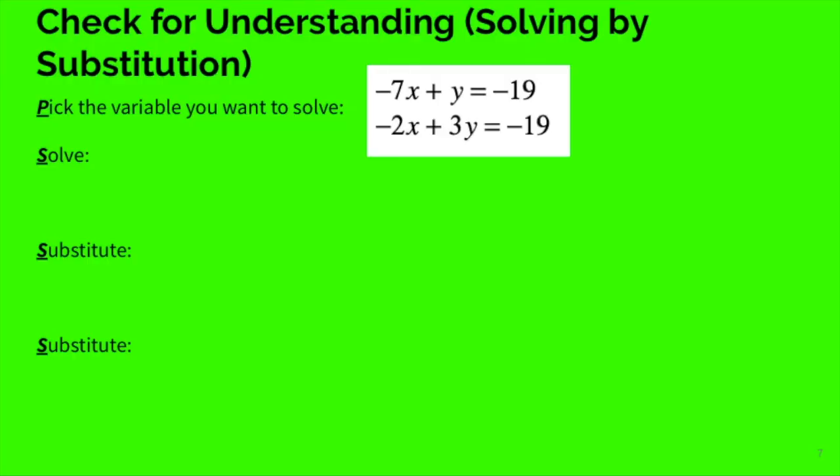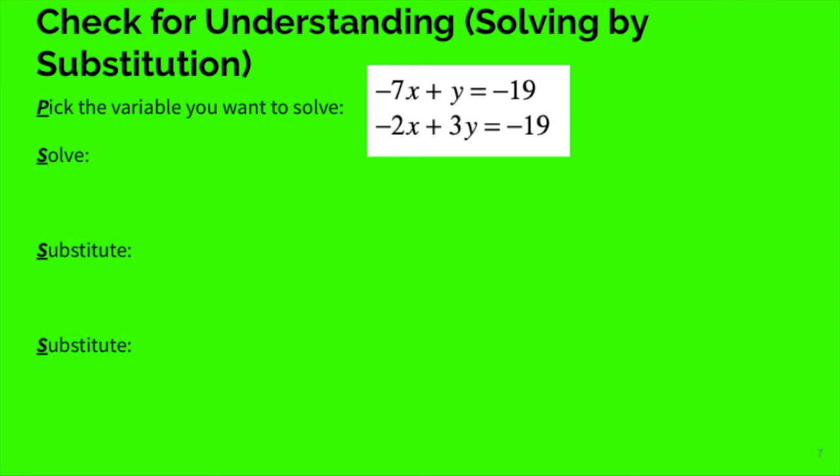So now you have a check for understanding. You can pause the video here and try this out on your own, where you can try out the PS3 technique, and then when you're ready to check your answer, you can unpause and press play. All right, you did your work, you're ready to check your answer.